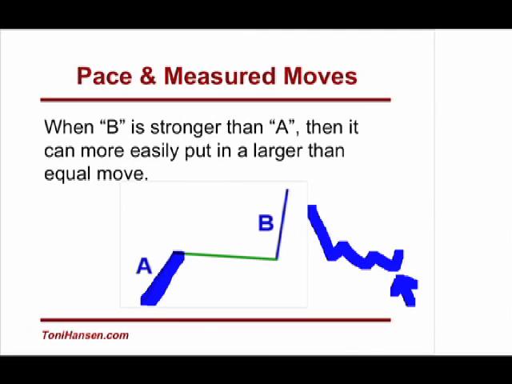Then a lot of times you might see a correction here, and it can pick up momentum and actually put in a stronger than equal move. So a very common location in the overall trend where you will see this larger than equal move is going to be coming off of a low.